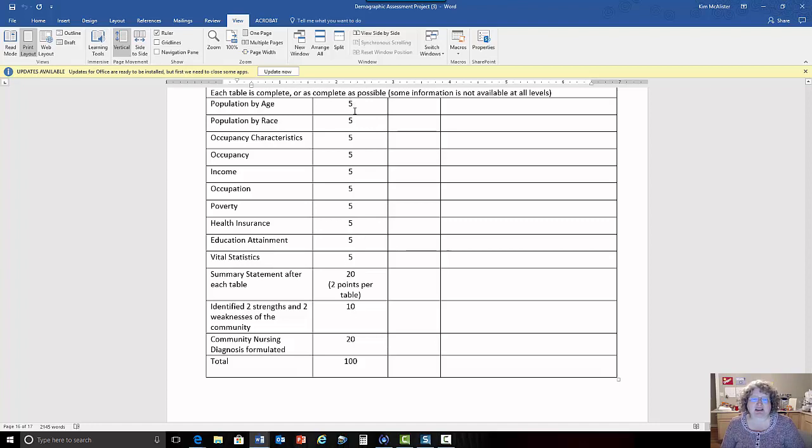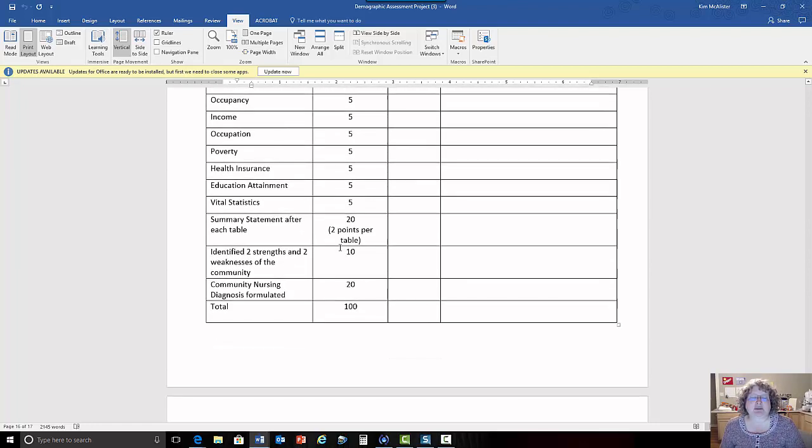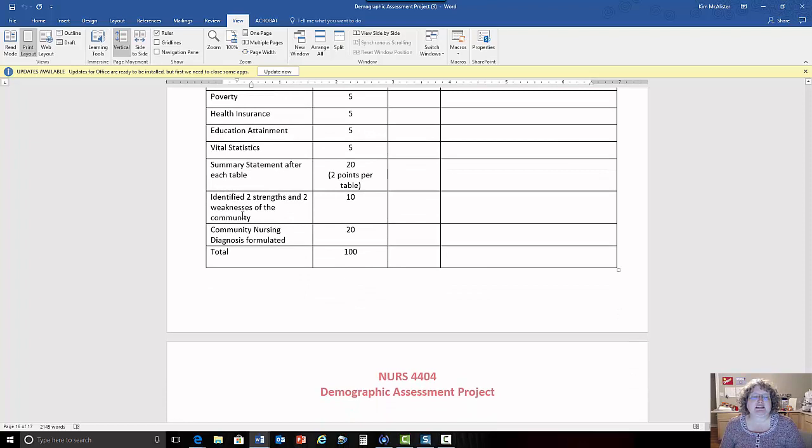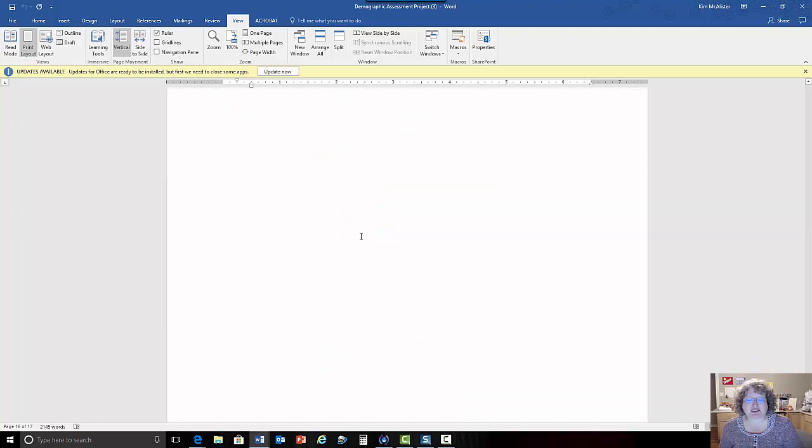So you basically get all of these points just by cutting and pasting the information from the tables from the census data into this document. Then you have to think about a summary statement. You have to sum up each table, so be sure that you do that. Then identify two strengths and weaknesses of the community, and then formulate your nursing diagnosis. And that is how you complete that.